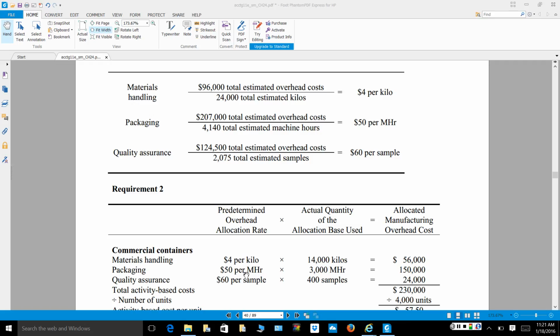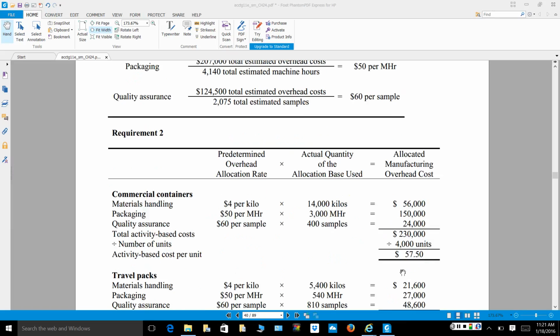For the packaging, it was $50 per machine hour. We actually used 3,000 machine hours, so I should have incurred $150,000 worth of overhead. With my samples, it was $60 per sample, and we generated 400. So I should have incurred around $24,000 of overhead from the quality assurance department.